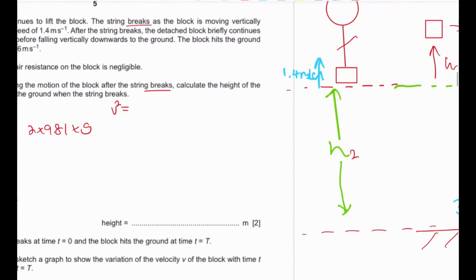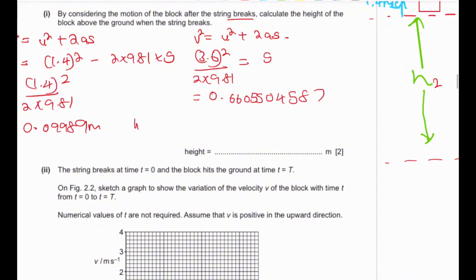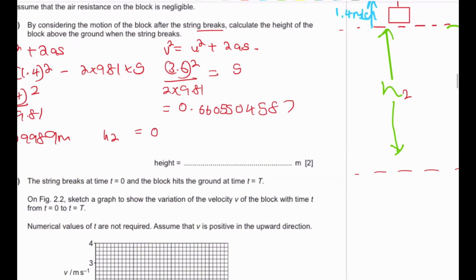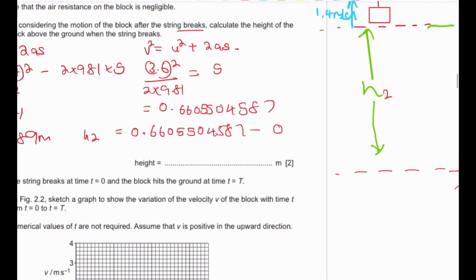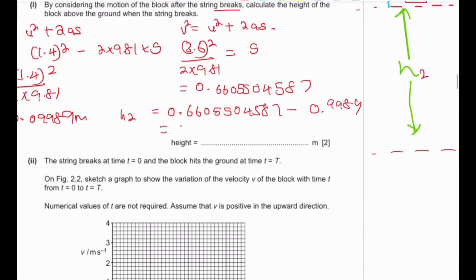We still say v squared is equivalent to u squared plus 2as, but your final velocity is now 3.6 squared. Your initial is 0, divided by 2 times 9.81. That actually gives you your value of s. So your value of s is approximately 0.6605504587, okay? So your value of h2 will be the difference between these two heights: 0.6605504587 subtract 0.09989. So that gives you approximately 0.56 meters. So it's 0.56.